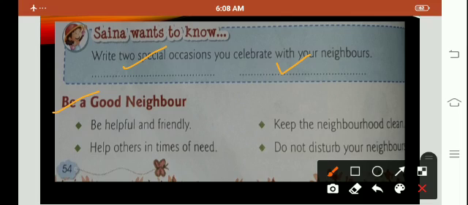Be a good neighbor. Be helpful and friendly. Keep the neighborhood clean. Help others in the time of need. Do not disturb your neighbors.